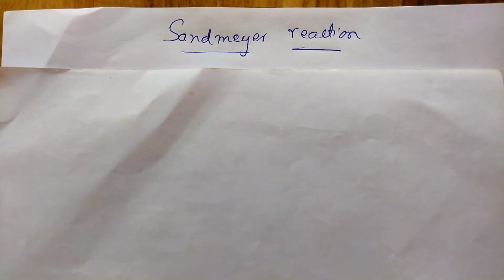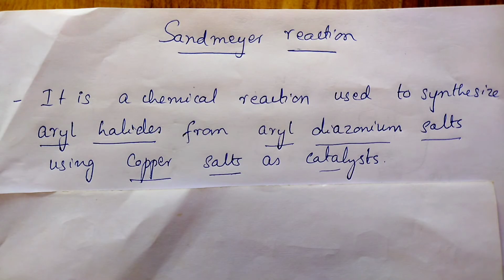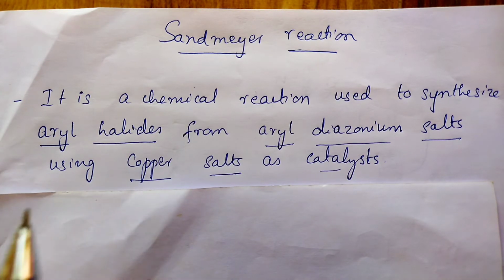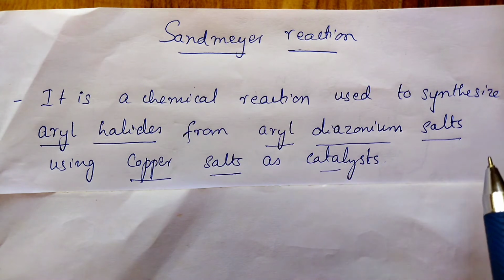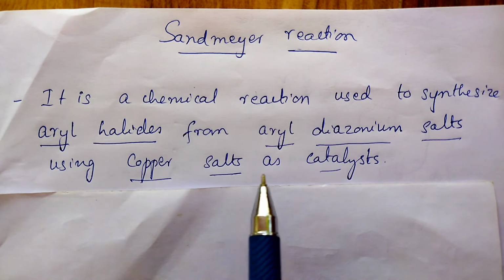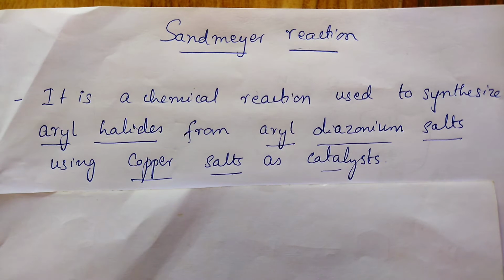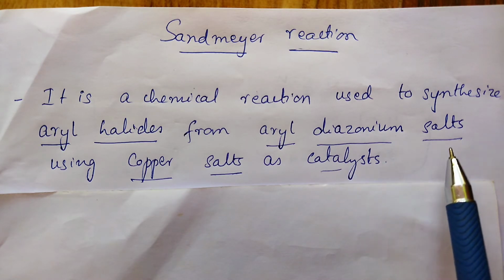Hi students, today's topic is Sandmeyer reaction and its mechanism. It is a chemical reaction that is used to synthesize aryl halides from aryl diazonium salts using copper salts as catalyst. Therefore, using this reaction, you can prepare aromatic halides like chlorobenzene or bromobenzene from respective diazonium salts.